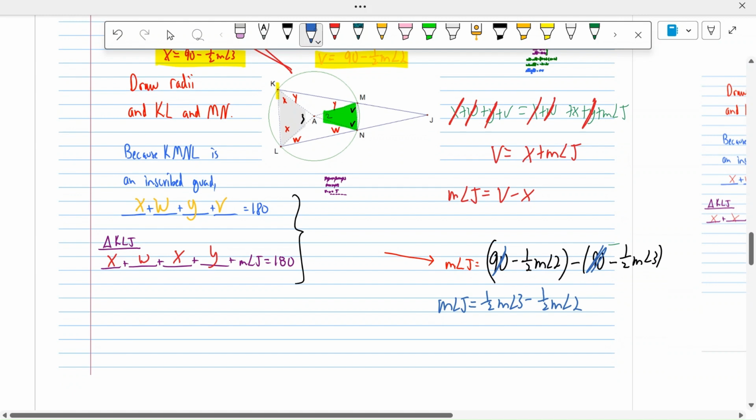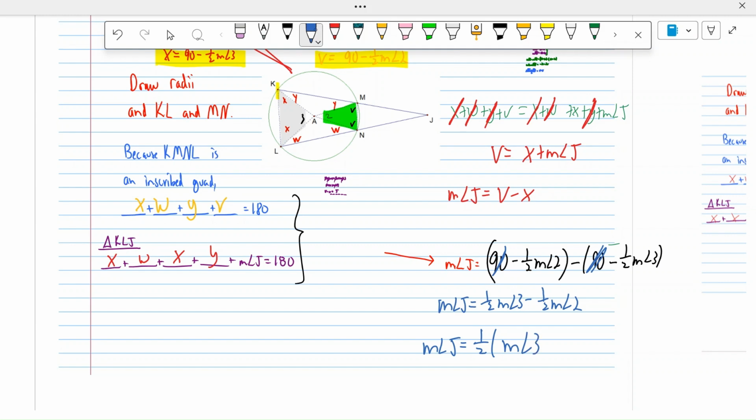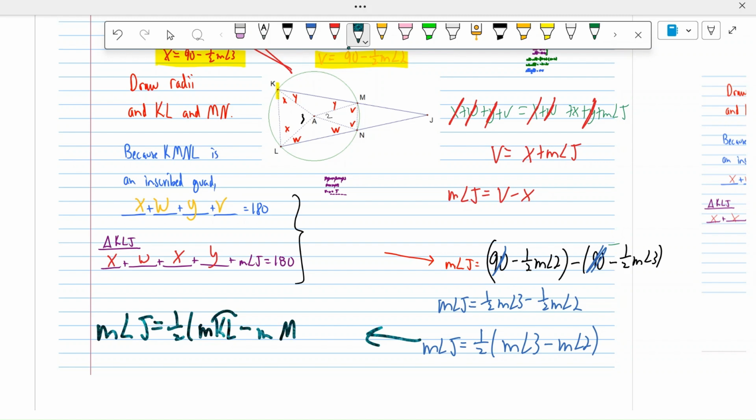We can factor 1/2 out of both of those. The measurement of J is 1/2 the quantity of the measure of angle 3 minus the measurement of angle 2. And let's go back to this original drawing. By definition, this central angle is equal to that arc angle. This central angle is equal to that angle. So when it says angle 3, we can call that the measure of KL. When our equation says measure of angle 2, we could call that MN. So finally, the measure of angle J is equal to 1/2 of the measure of KL minus the measure of angle 2, which is arc angle MN.